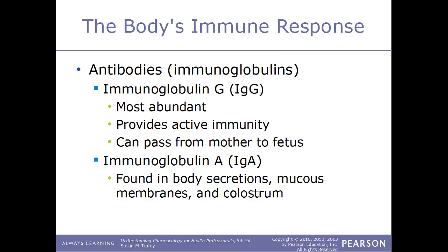So another type of antibodies is IgA, immunoglobulin A. This is found in body secretions, and also in mucous membranes and in colostrum. And the other 2 types that aren't listed here are IgE, immunoglobulin E, and IgD, immunoglobulin D.